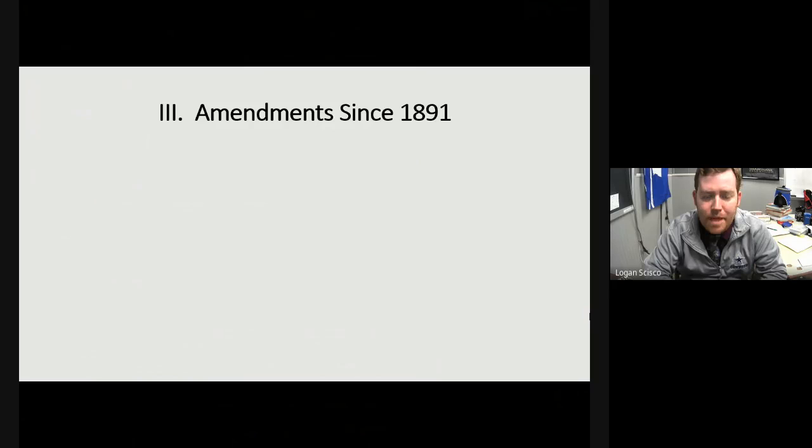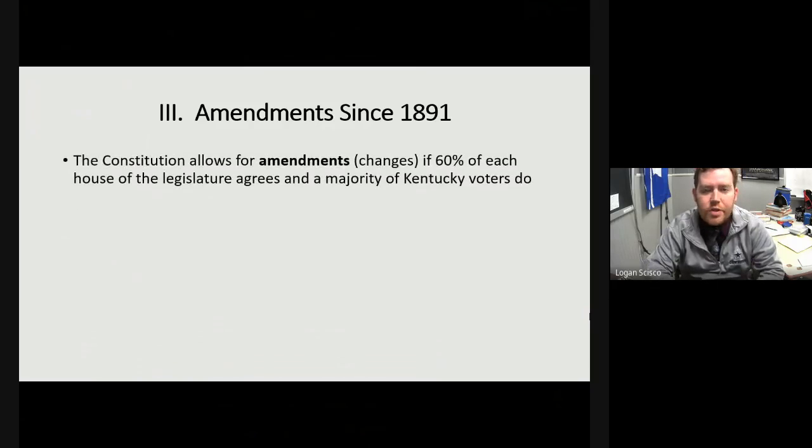Just like people can amend or change the national Constitution, we can change the Kentucky Constitution as well. And the process to change the Kentucky Constitution is as follows. An amendment proposal is given out in the Kentucky House of Representatives and in the State Senate. And if 60% of each chamber vote in favor of the amendment, it is then put before voters at the next election.